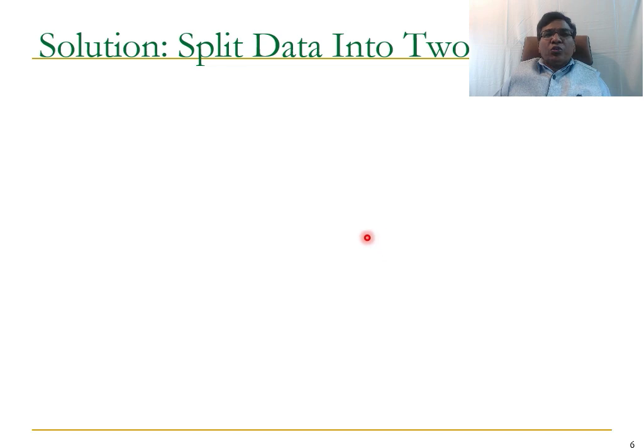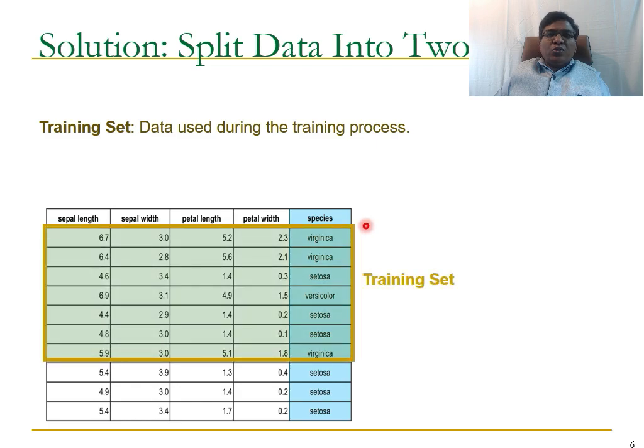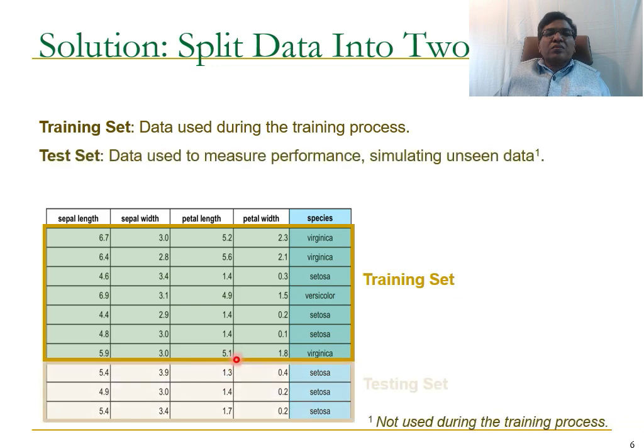Splitting data into two sets. Data is divided into two sets, training and test sets. The training set is used for training the model. The test set is one the model has never seen so far, and it is used for testing the performance of the model.